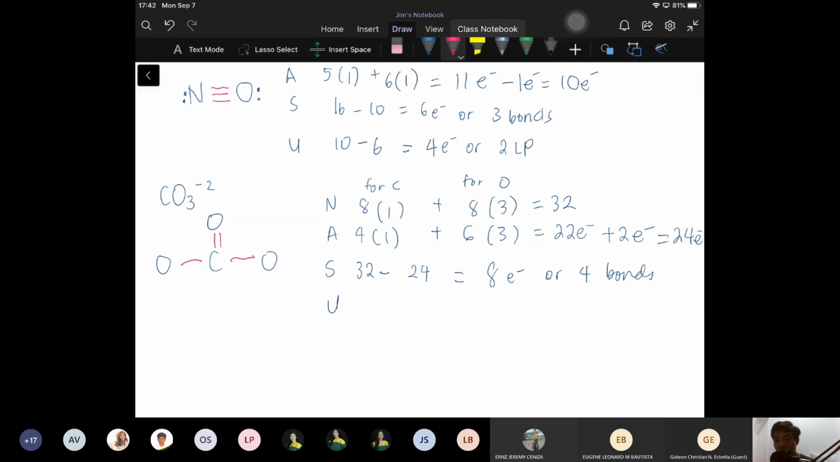Magagalit yung mga lumikha ng chemistry. No? So, baka may masamon kayong masamang espiritu. Multuhin kayo mamayang gabi. No?